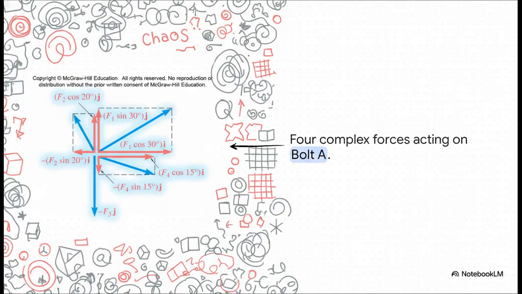Check out how this strategy completely tames what looks like visual chaos. We've got 4 distinct forces yanking on bolt A. But if you look closely at the math, we just take force 1 and break it into F1 cos 30 i and F1 sin 30 j. Then we do the exact same thing for force 2 using 20 degrees, force 3, and force 4 using 15 degrees. By simply converting everything into sines and cosines along the x and y axes, we just transformed a totally overwhelming 4-force problem into a really straightforward addition problem.